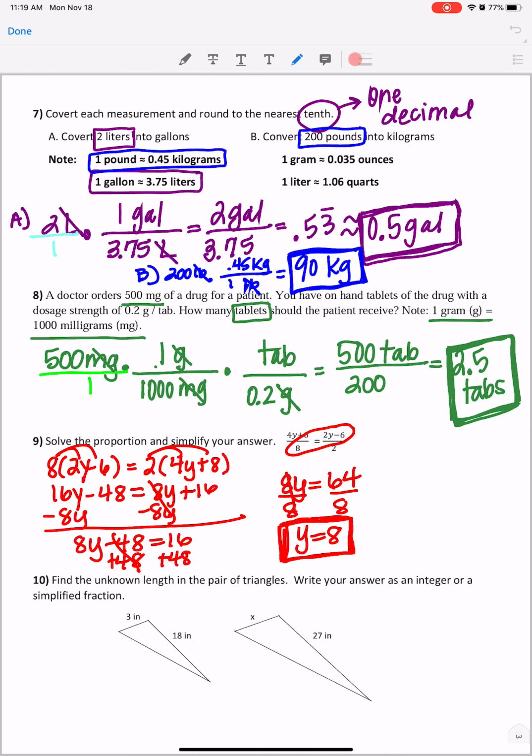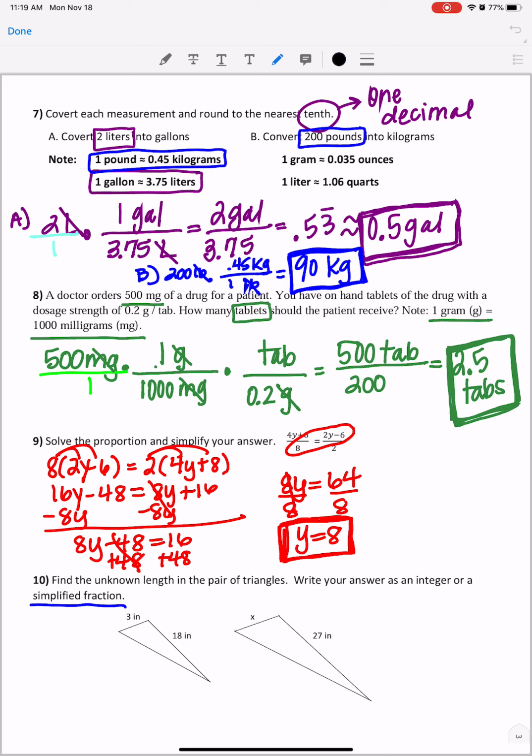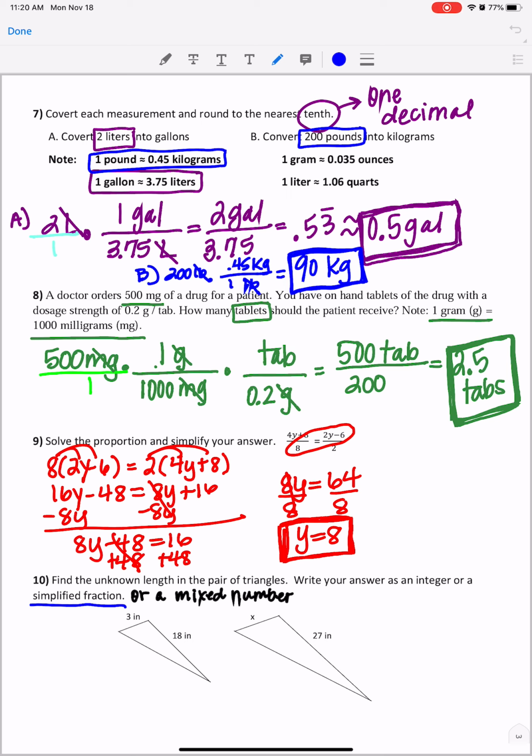And then lastly, number 10. Find the unknown length of the pair of triangles. Write your answer as an integer, that's a whole number, or as a simplified fraction. Your instructions will also say or a mixed number. So, set up a proportion.